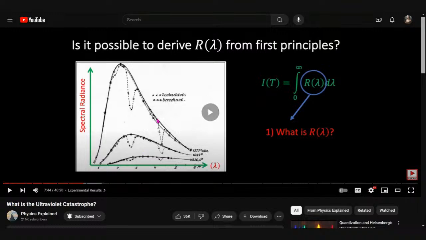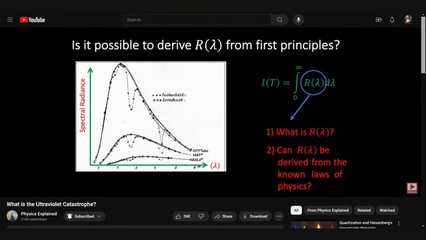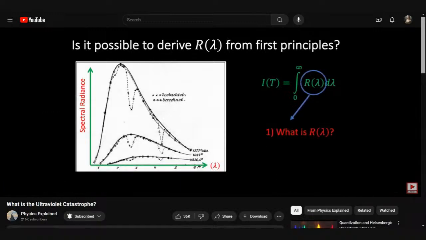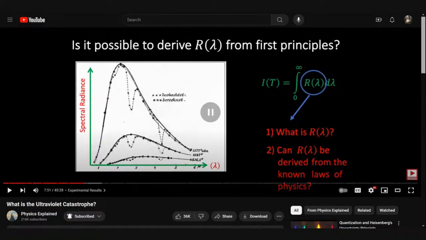We wanted to be able to derive an expression for the spectral radiance using the known laws of physics. And so this is what Rayleigh and Jeans did. They turned their attention to the theory. And secondly, they wanted to derive an expression for the spectral radiance using the known laws of physics. So, can the radiance of lambda be derived from the known laws of physics?